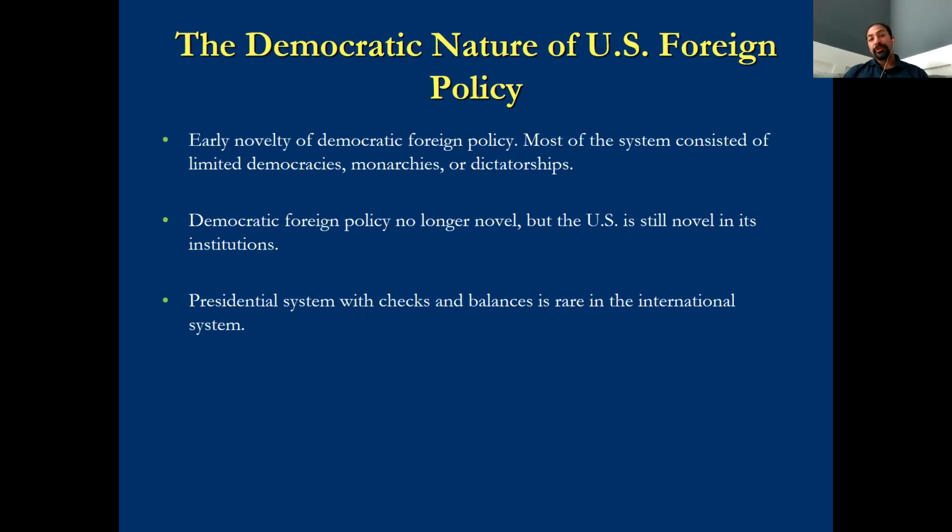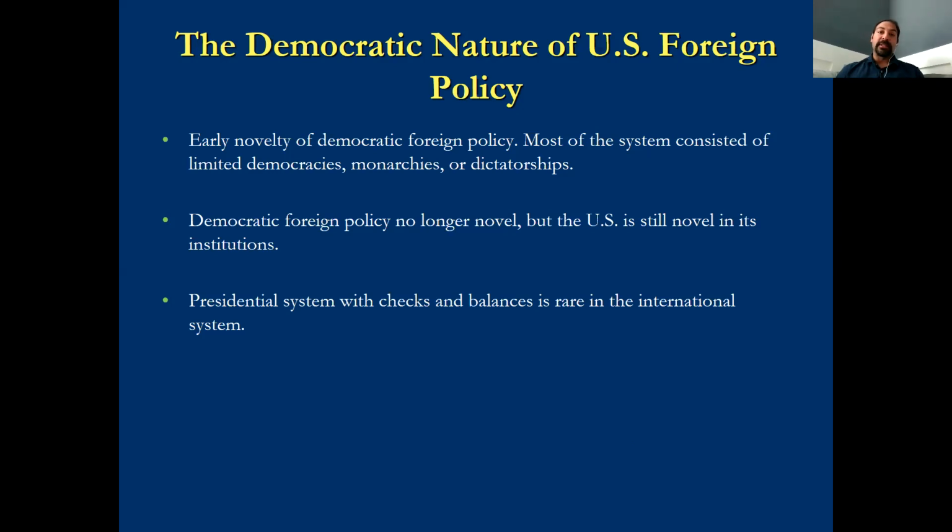Right, and after World War II, we saw an expansion, a growth in the number of states in the international system. And many of these states started to adopt some form of democratic institutions, even though many of them backslid after that. States at least aspired to have some democratic institutions. So the democratic experience in foreign policy is no longer novel. What is still novel, though, is the US set of institutions.